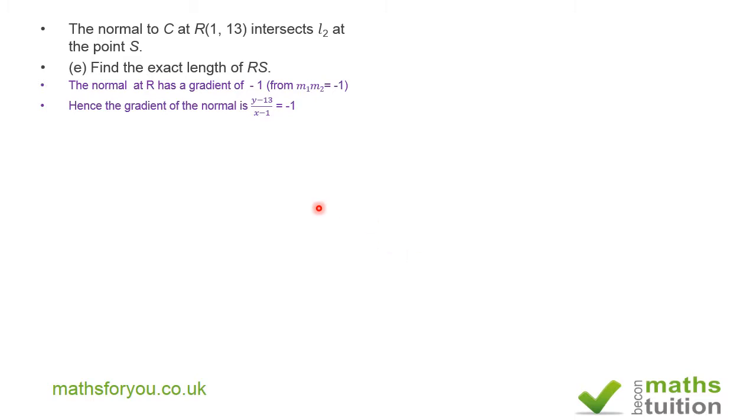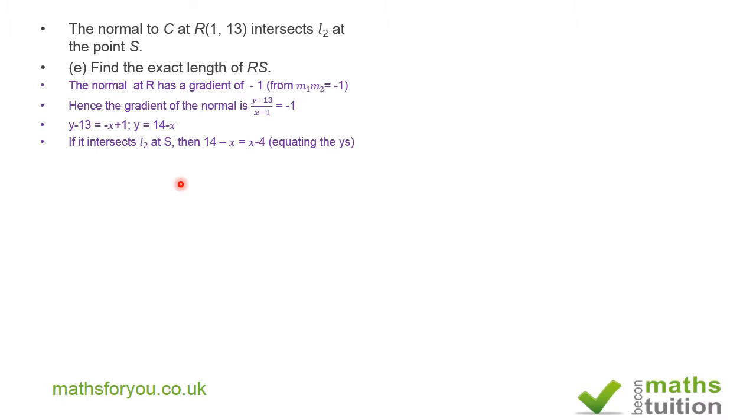To do that, we do (y minus 13) divided by (x minus 1), where 13 is the y coordinate at the point R, and 1 is the x coordinate at the point R. So (y minus 13) over (x minus 1) is equal to -1, and we end up with y minus 13 is equal to 1 minus x, or minus x plus 1. If we then add 13 to both sides, we end up with y is equal to 14 minus x.